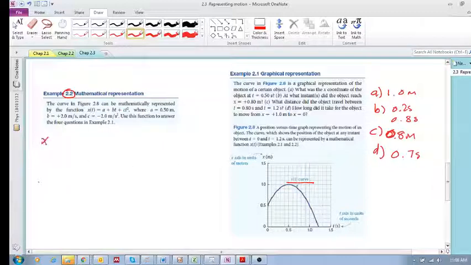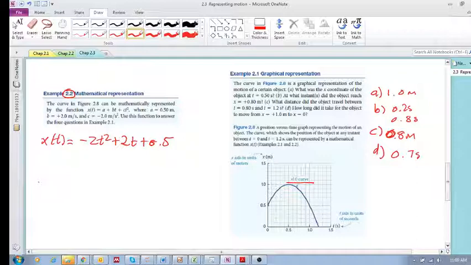Let's write it out here. x(t) is going to be minus 2t squared plus 2t plus a half. All right, so there is that equation, and you'll see that this pretty much plots this curve. Okay, so this is the mathematical representation of that curve.